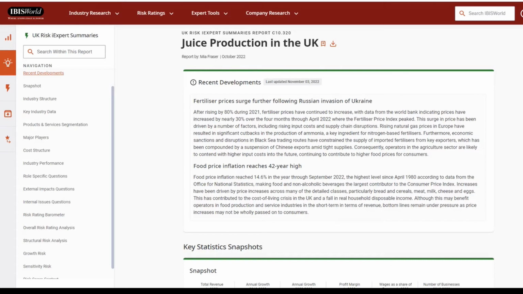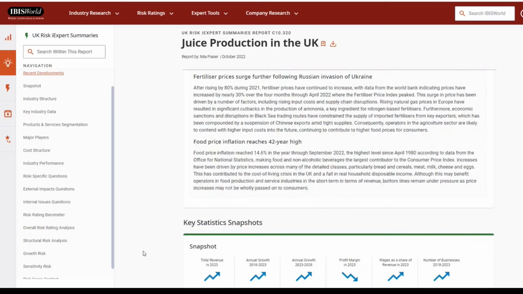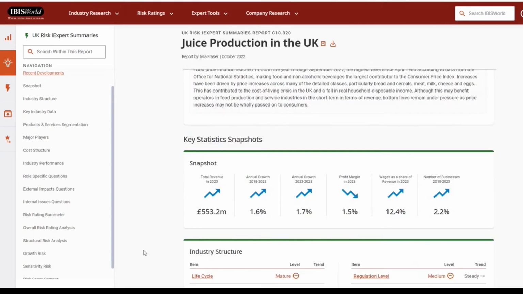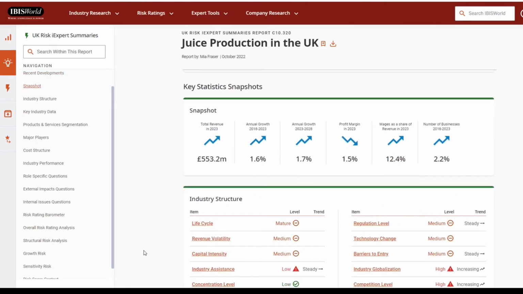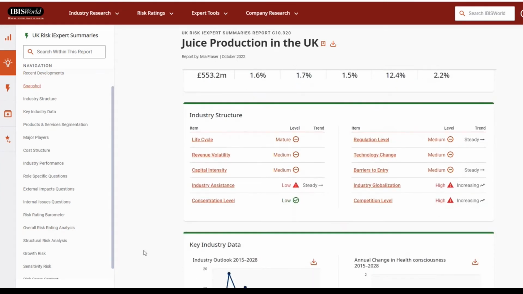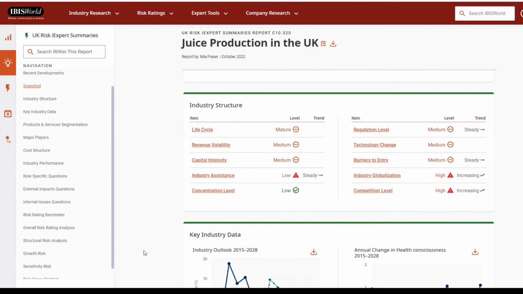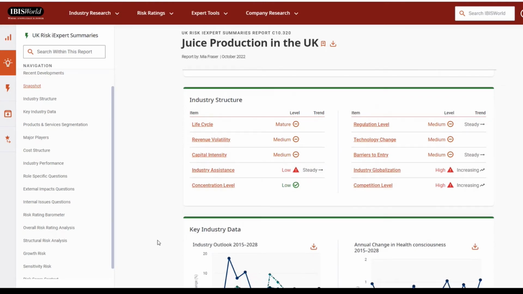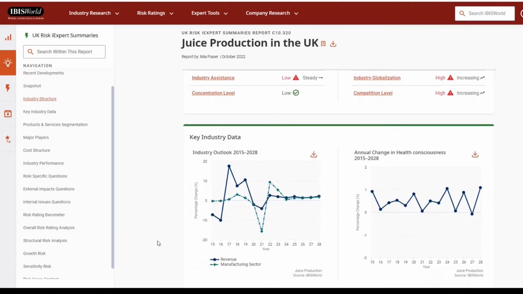The first section of an IBISWorld report is the recent development subchapter, which provides accountants with the key factors impacting an industry's performance and recent economic shifts. Get up to speed very quickly on the market size and market dynamics with key facts and figures. Use the industry structure to quickly identify the negatives, positives, and key concerns of the industry. Click on any one of these factors to access further analysis.